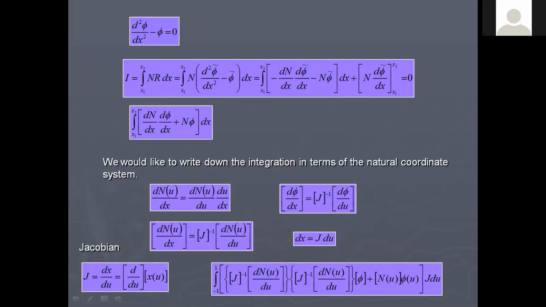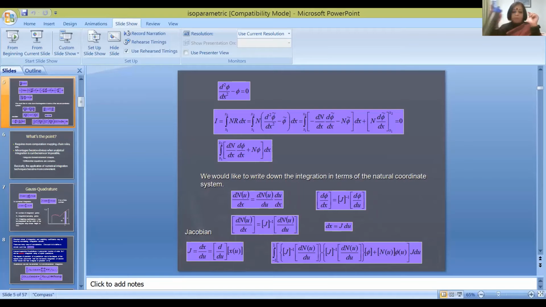Here the integration is between -1 and 1. Yes. So how do you think that will help you? Maybe in computation it will help. Yeah.